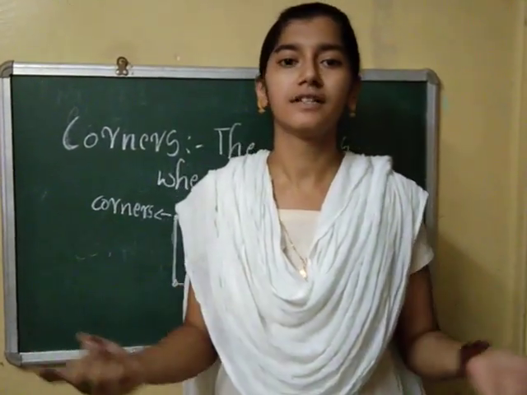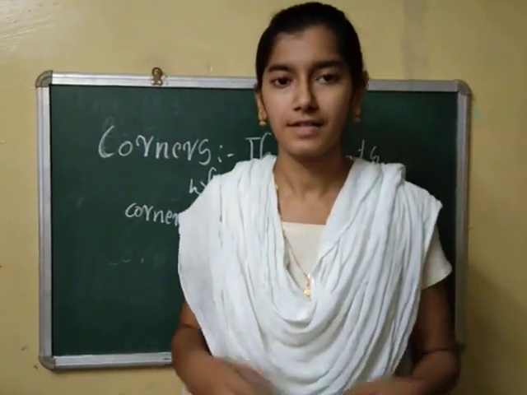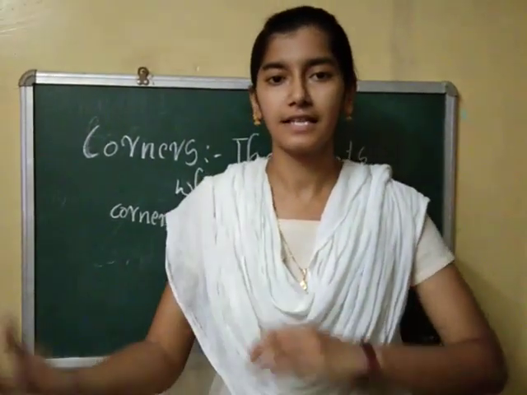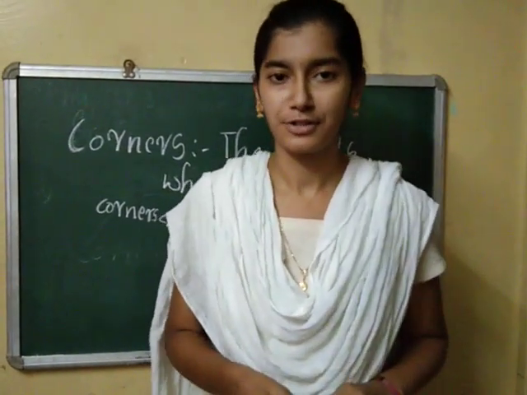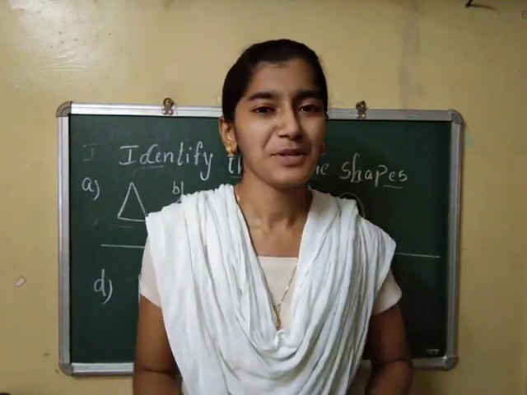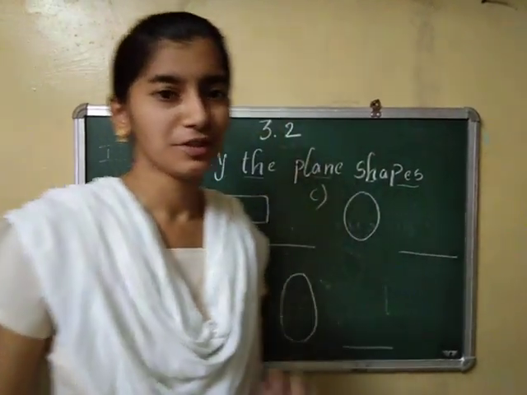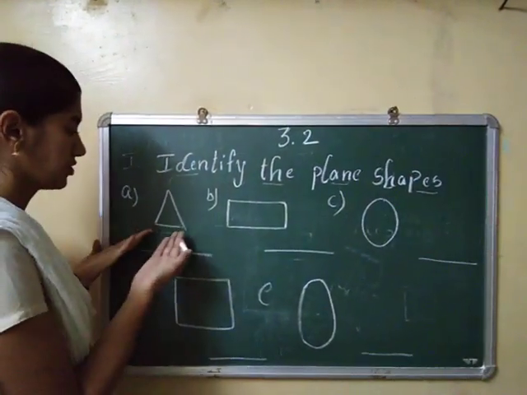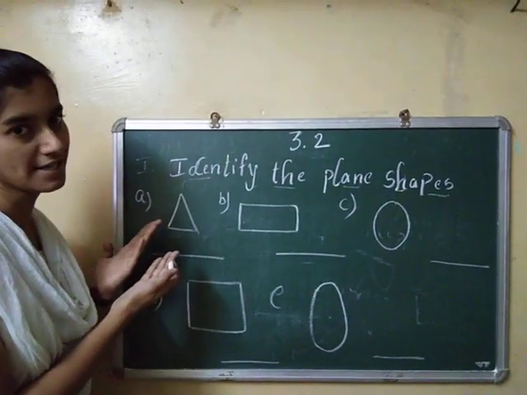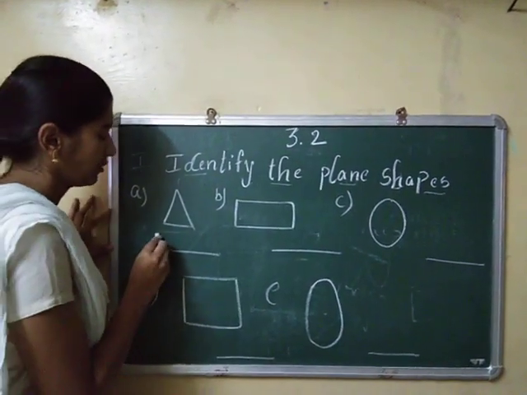Next, if we see the chart also, we can see how many sides and how many corners are there. You have to tell me on the WhatsApp. Yes, children? Okay. Now we will solve the checkpoint 3.2. So let me solve the checkpoint 3.2. It is very easy, that is, identify the plane shape. So this shape is known as, yes, write down here.